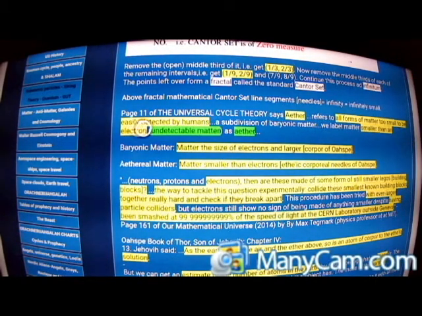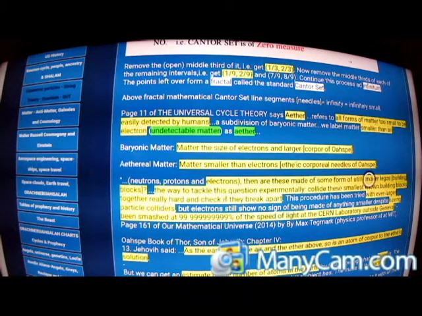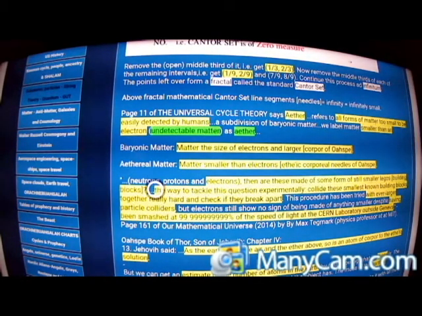Baryonic matter, ethereal matter, neutrons, protons, and electrons. Then are these made of some form of still smaller Legos, building blocks? I put in brackets: the way to tackle this question experimentally is to collide these smallest known building blocks together really hard and check if they break apart.